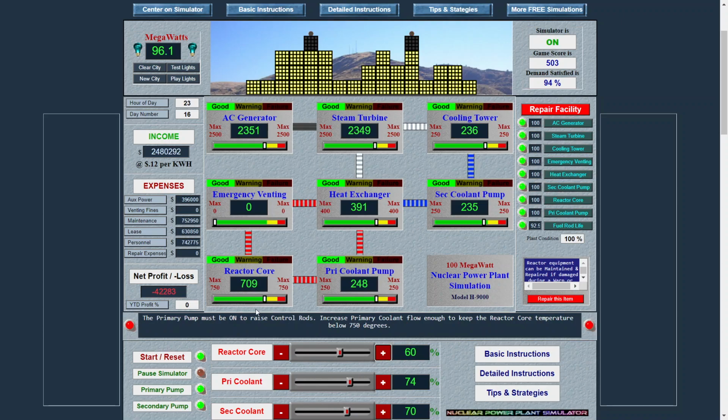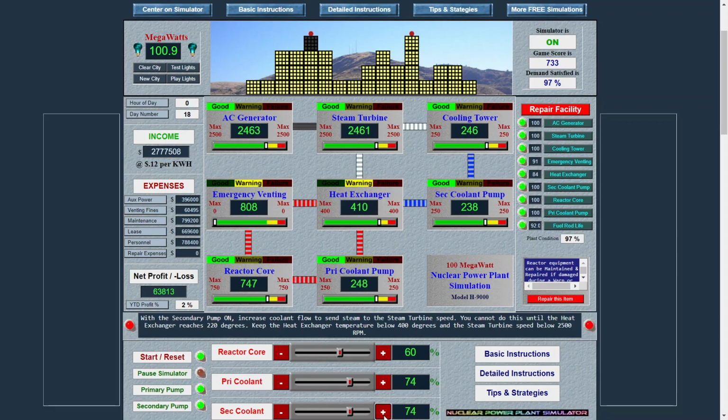As the fuel burn up increases, the reactor reactivity decreases, so we need to keep withdrawing rods to keep the power. And we went to green numbers in the net profit indicator. We have a warning in the heat exchanger, and we see how heat exchanger value decreases. It's being damaged. So we can increase secondary coolant to cool the heat exchanger a bit.